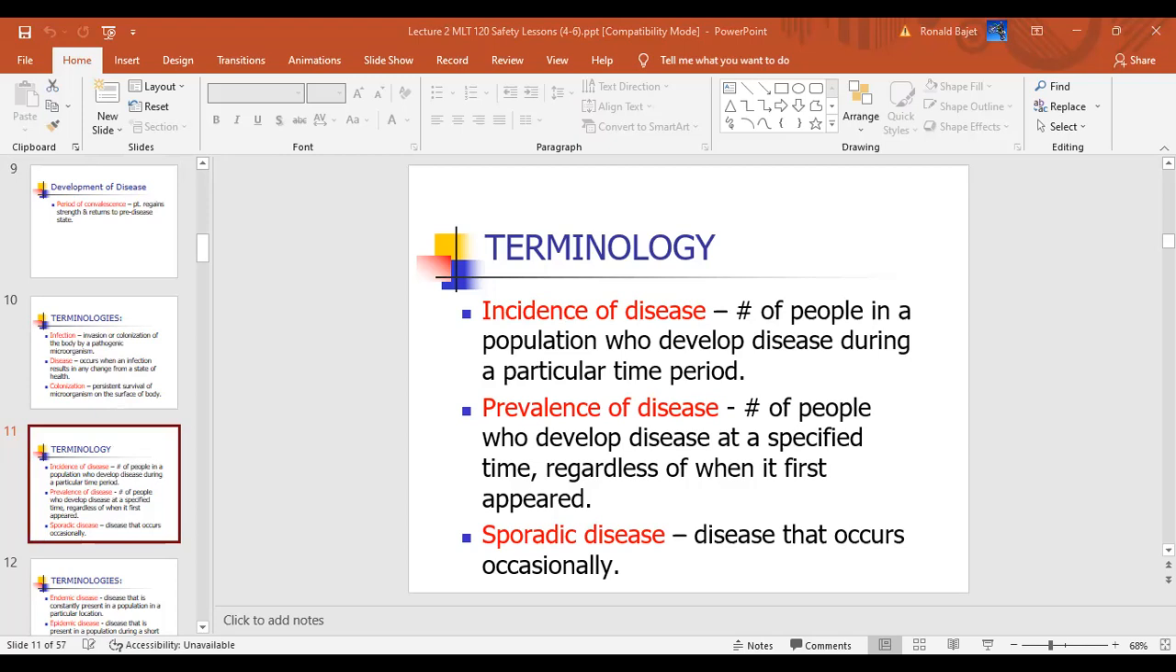Prevalence is the number of people who have disease at a specified time, regardless of when it first appeared, or the number of cases in a population at a particular time over a particular period. Prevalence is kind of like a snapshot. Like, I want to know how many people were infected with a hepatitis outbreak in May of 2021. That's prevalence. Was it prevalent during that particular period? Sporadic disease is disease that occurs occasionally. It'll pop up, then it'll go away. It'll pop up and then go away.